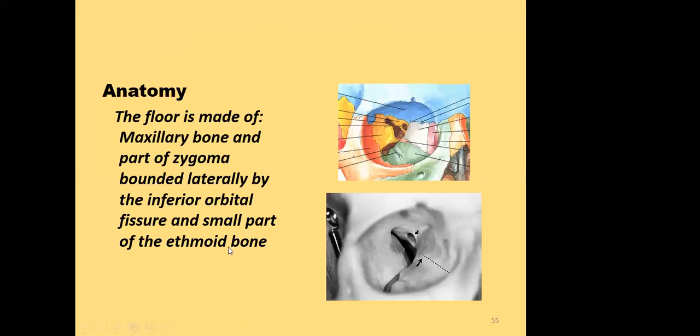And that means you are talking of components from the maxillary bone, zygomatic bone, and the ethmoid bone. But those parts on the floor of the orbit are really fragile. They are not robust. They are not like this one at the rim. Those are very weak, paper thin bones. I think when you are doing anatomy, you already know that.